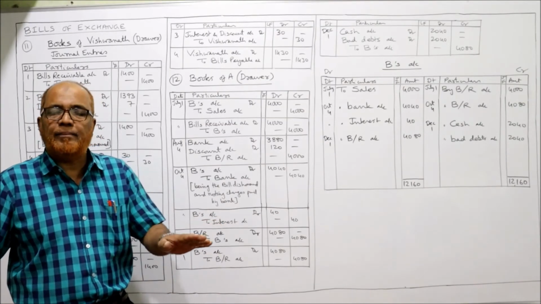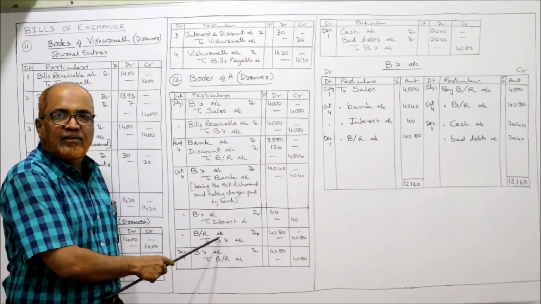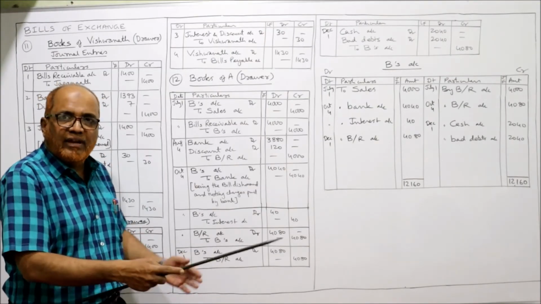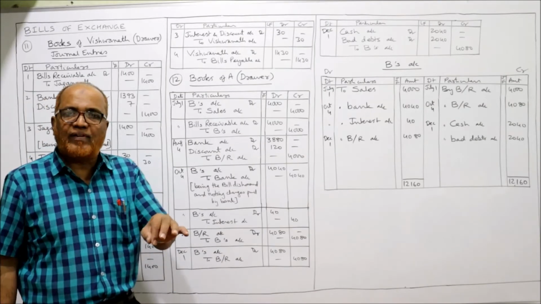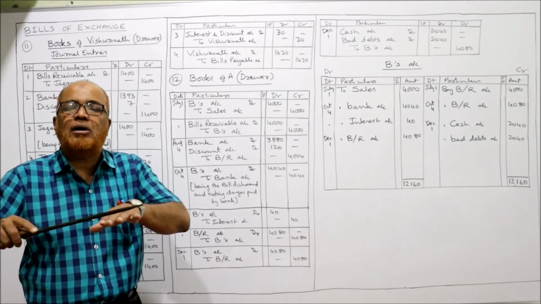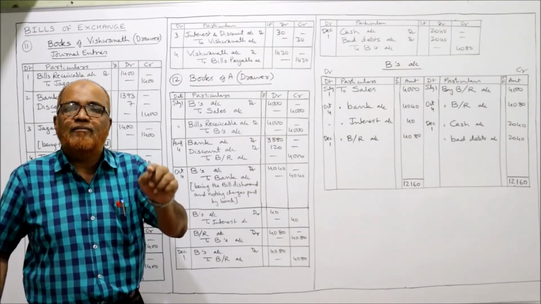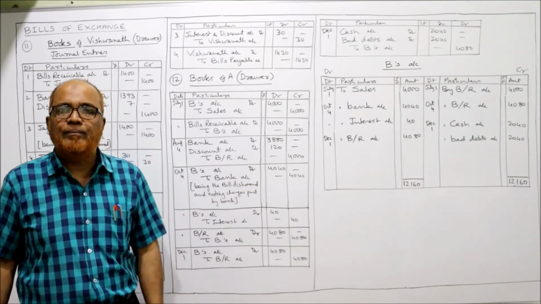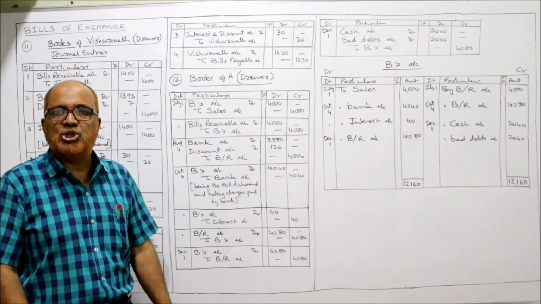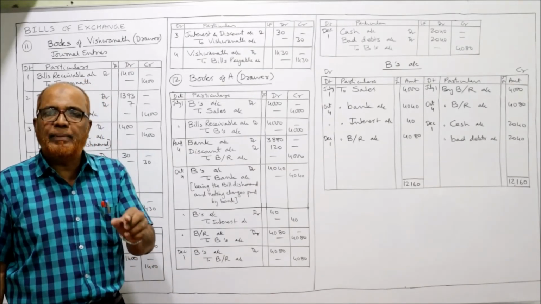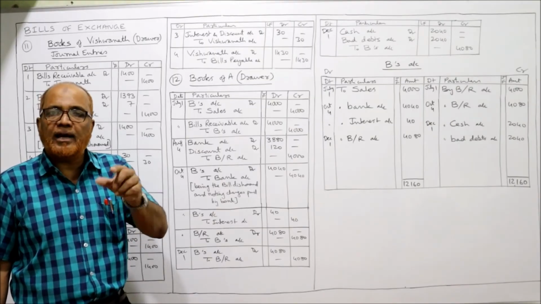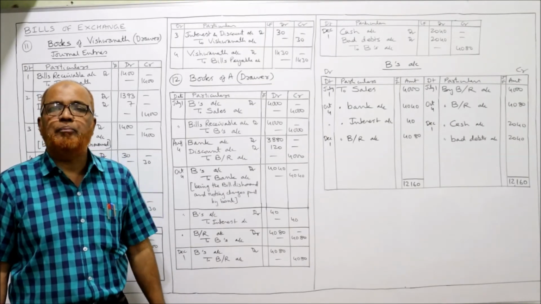Cancel the old entry, the entry for bills receivable. When we received the bill, it was bills receivable account debtor to B. And on 1st December, when B has become insolvent, we have to cancel the bill. Cancellation means opposite. Here B's account debtor to bills receivable, being the bill cancelled on account of insolvency of B.